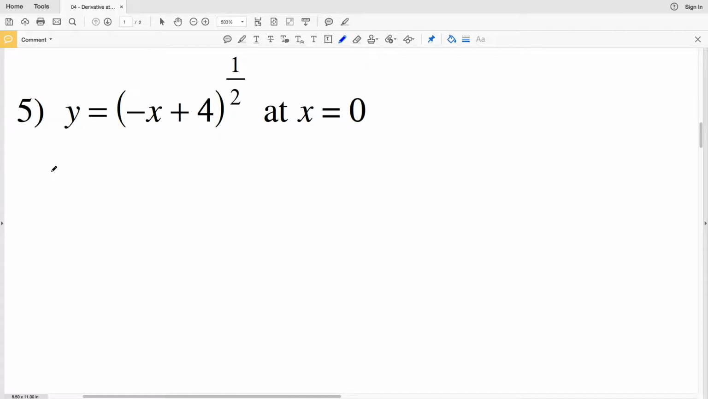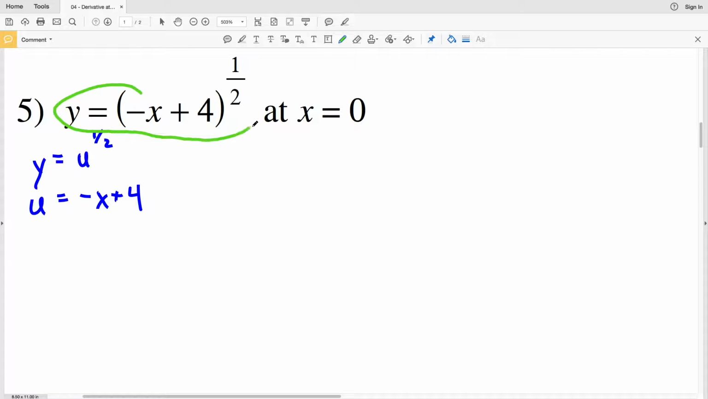In number 5, I'm going to calculate the derivative of y with respect to x, and then I'm plugging in a value of 0 for x. So for this problem, I'm going to use the chain rule. So I'm going to set y equal to u to the 1/2, and u is going to equal negative x plus 4. So you can see that if I take negative x plus 4 and plug that in for u, I'll get y of negative x plus 4 to the 1/2.